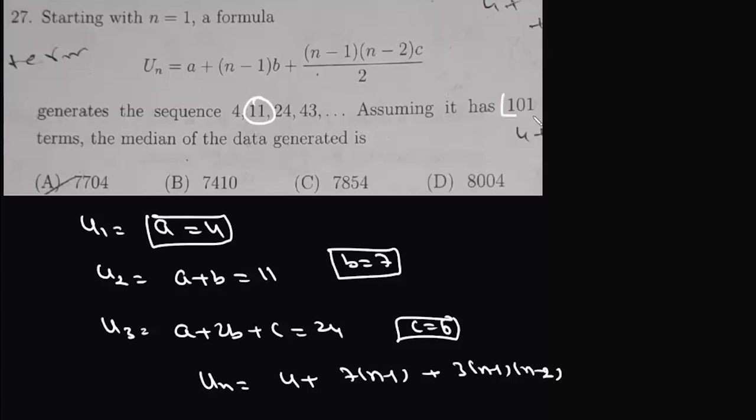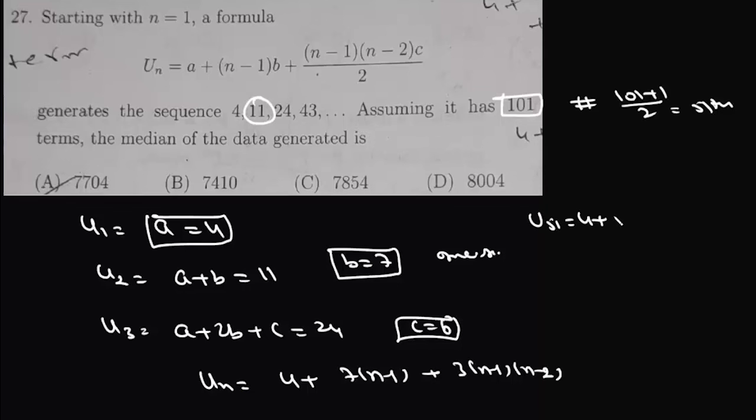Now there are overall 101 terms. We have to find the median of the data generated. Now clearly it is an increasing sequence. In this increasing sequence, the middle term or median will be at the n plus 1 by 2 term. So it will be 101 plus 1 by 2, that is the 51st term. So we have to find its median and it will be u51.